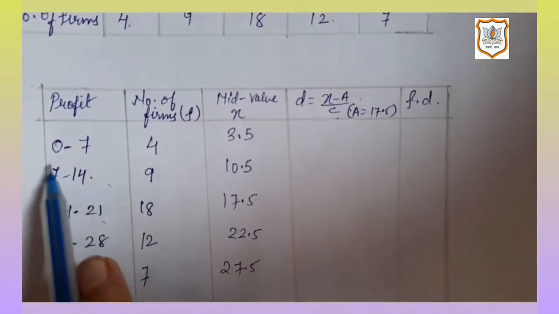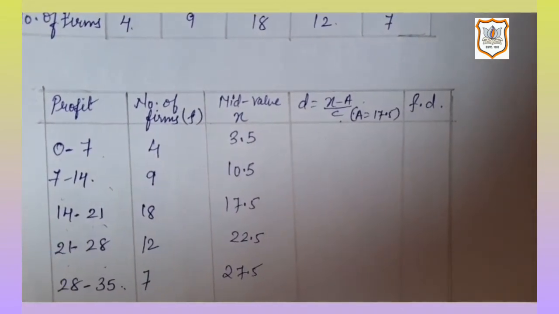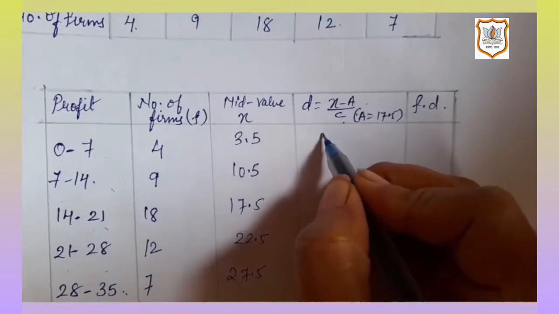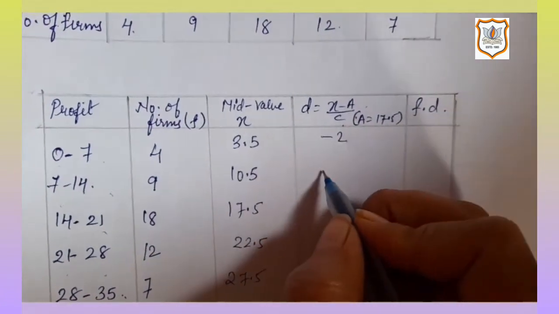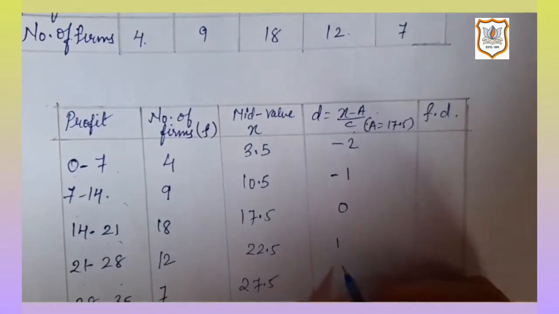You can see 0 to 7, 7 to 14. The difference is 7. So class length is 7. So here I'll get minus 2. Then I'll get minus 1, 0, then 1, 2.